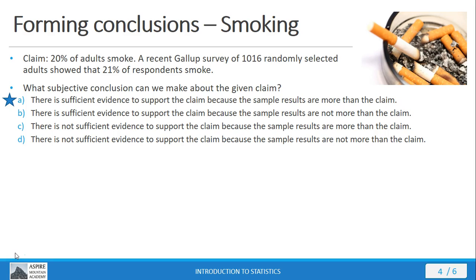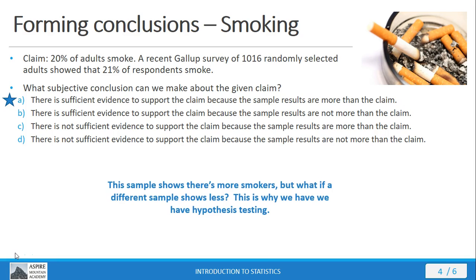So here we're actually going to say there's sufficient evidence to support the claim because the sample results are more than the actual claim. Don't get caught up in looking at just the straight percentages and saying, oh, well, 21's in the same ballpark as 20. No, you've got to actually calculate out the numbers. So this particular survey shows that there's more adults, but who knows? We might get a survey that shows that there's less. How do we know what's what? Well, that's why we have hypothesis testing to tell us what's what in the population.